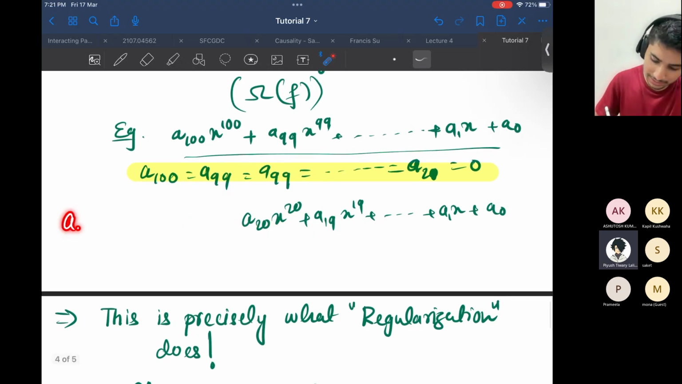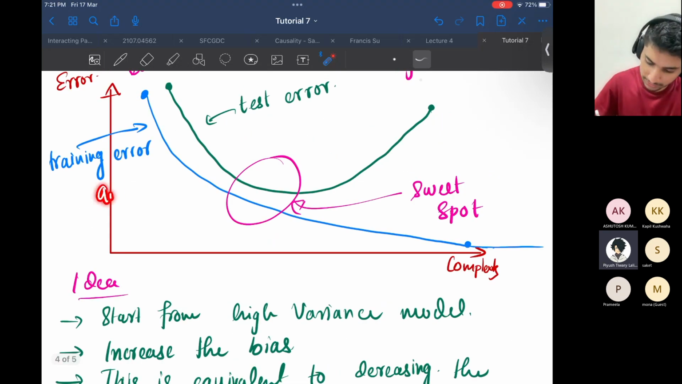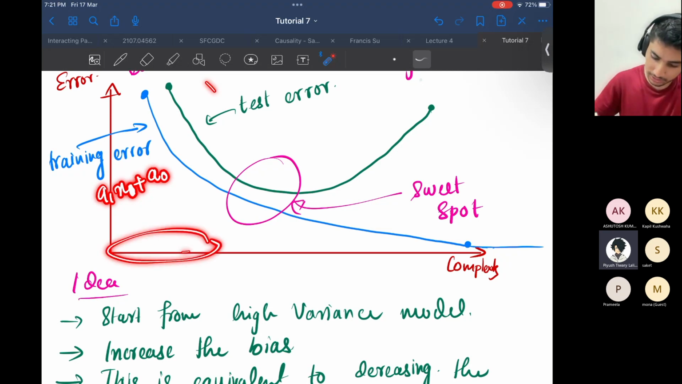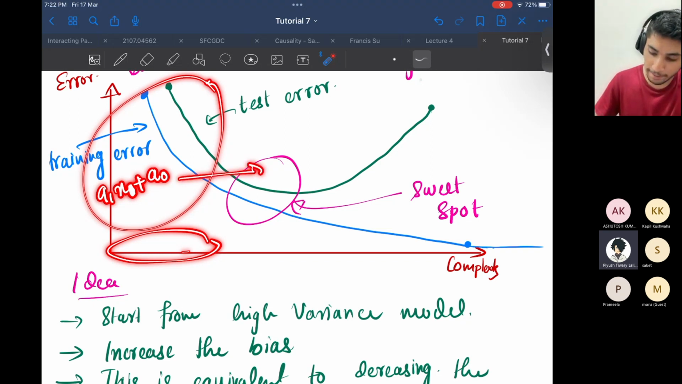Or even let's start with a1x plus a0. So this is the low complexity region that was there in the graph, right? So hopefully this a1x1 plus a naught will lie in this region. Now you are saying that increase the complexity of my model.